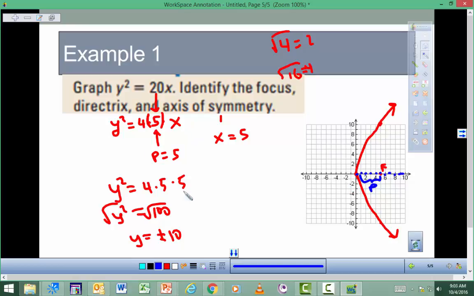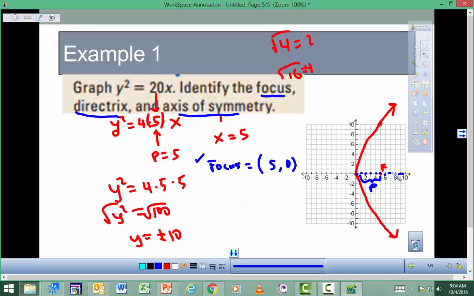So there's a couple things we want to be able to do. We want to identify the directrix, the axis of symmetry, and the focus. Are you ready? We have everything right now. So the focus point, it's equal to what? The x coordinate is 5, and the y coordinate is 0. Okay, so that one's done. Bam.